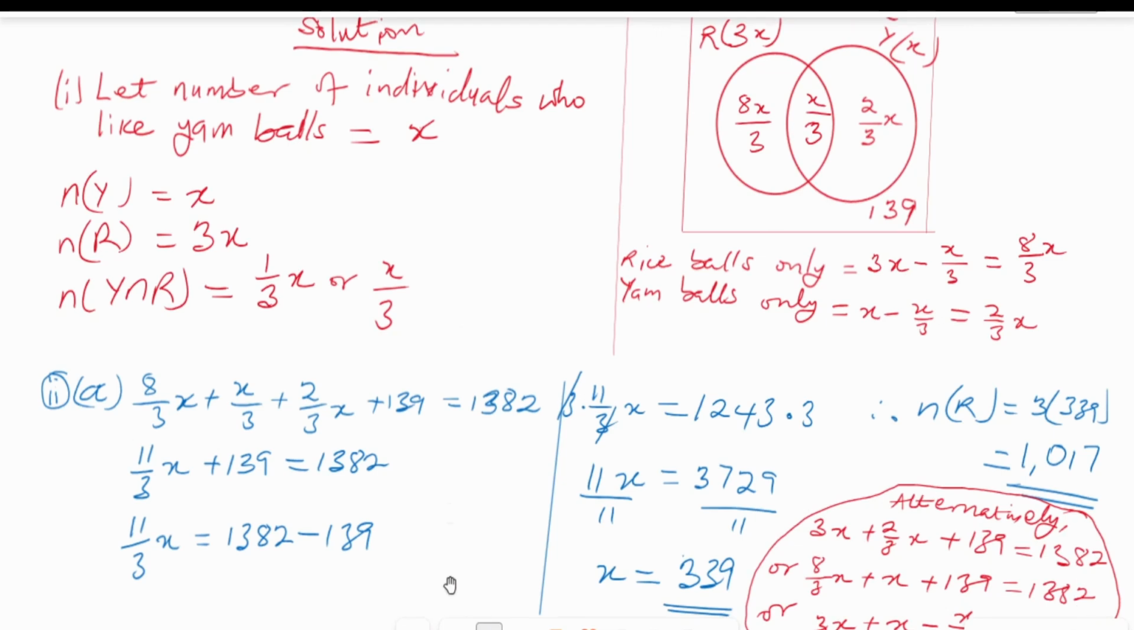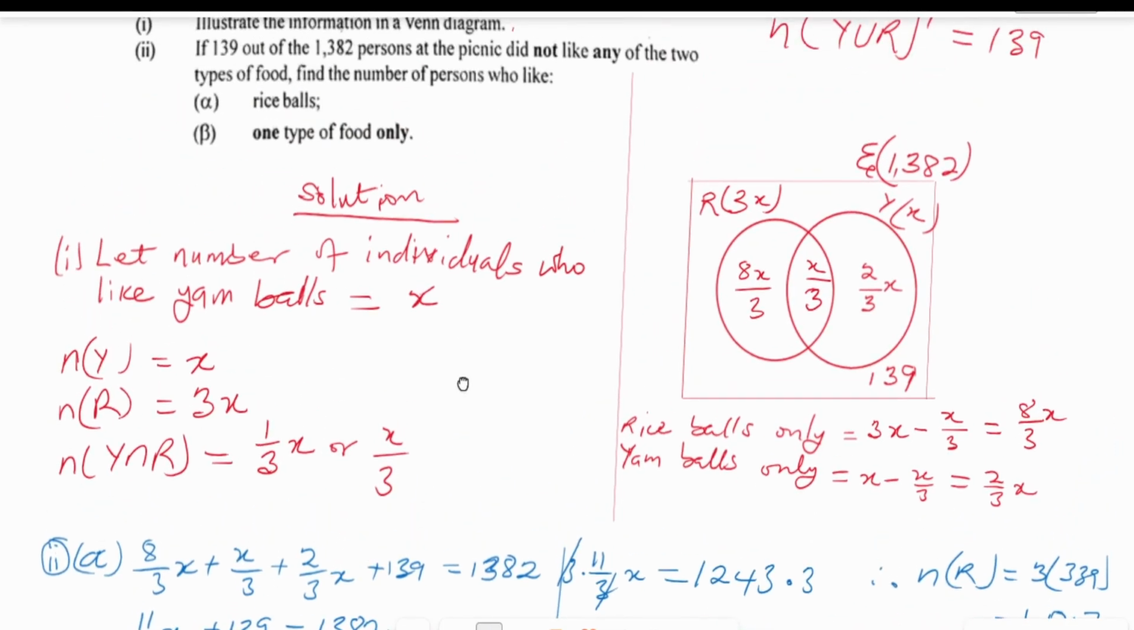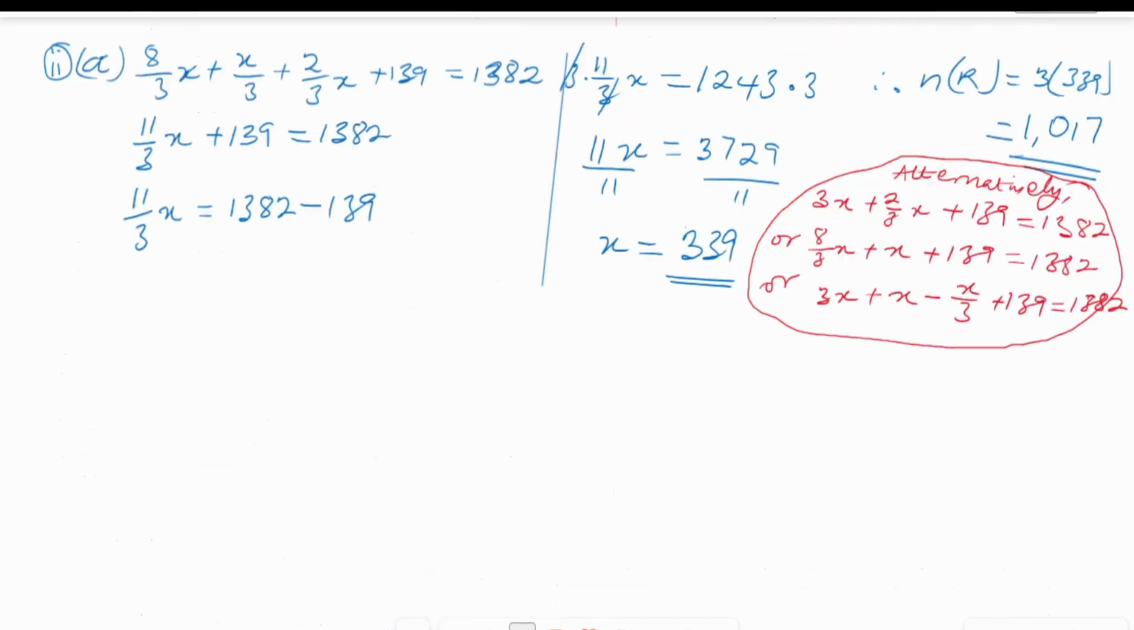Now that we found the number that like rice, we now go to the B part, the beta part, which is one type of food. And the number that like one type of food, you are going to put these two regions together: the number that like rice only and the number that like yam only. These two like only one food. So one type of food only is going to be, let me put that here, beta, that is 8 over 3x plus 2 over 3x.